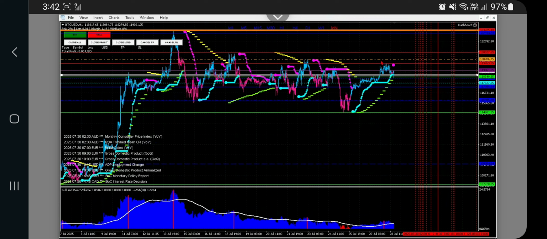because if we zoom out here, you can clearly see there's resistance happening over here, strong resistance actually, and on top as well. This is automatically drawn using our indicators.